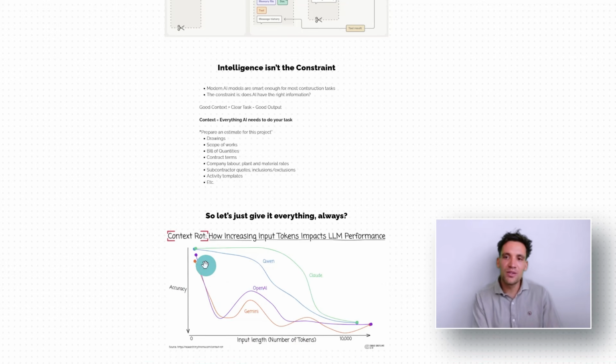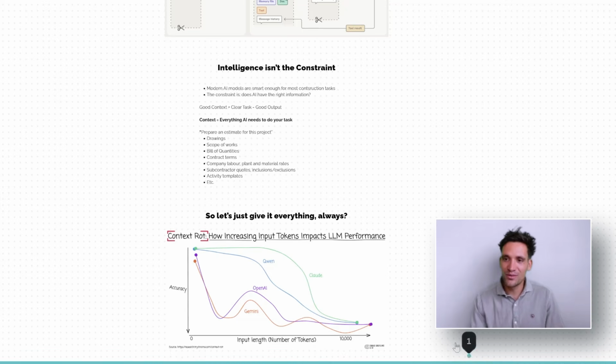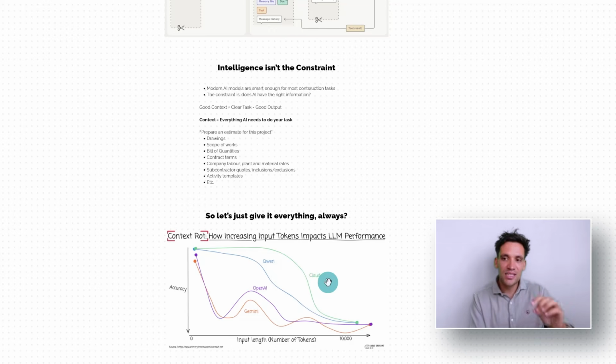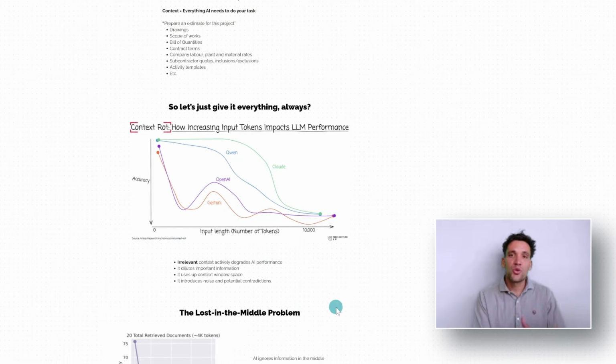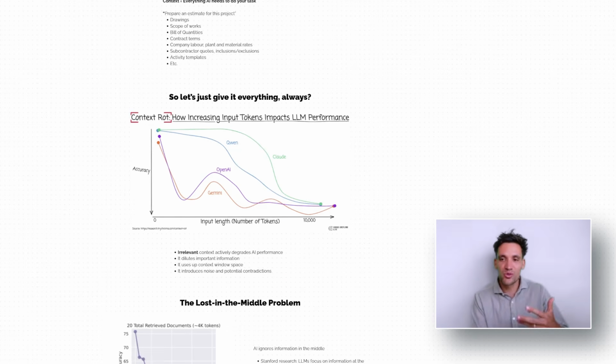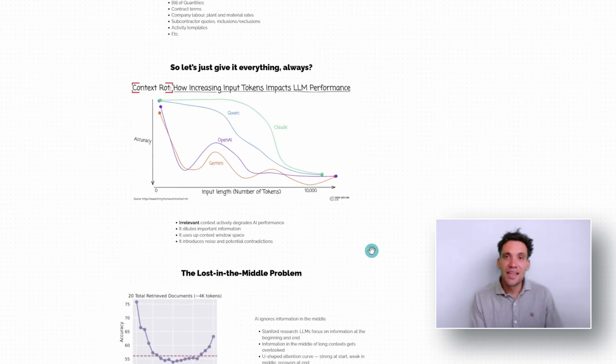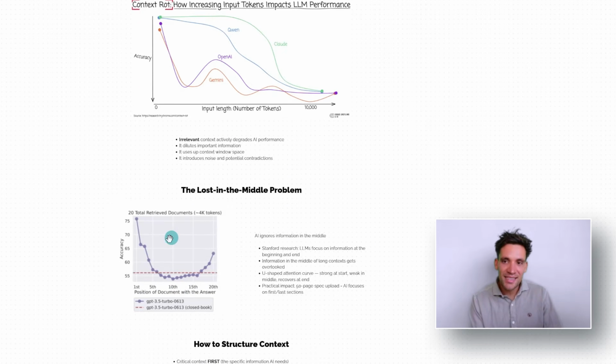If you give it very, very little information, it'll give you very accurate results, assuming the answer to the question is in that input information. If you give it tons and tons of information, it drastically reduces the performance of the model. So irrelevant information that doesn't support the task you're asking AI to do actively reduces the performance of AI. It dilutes the important information and it increases the chance that it hallucinates or just gives you some sort of generic, useless answer.